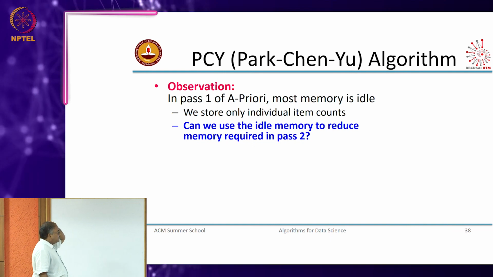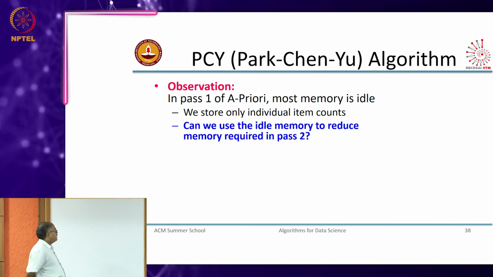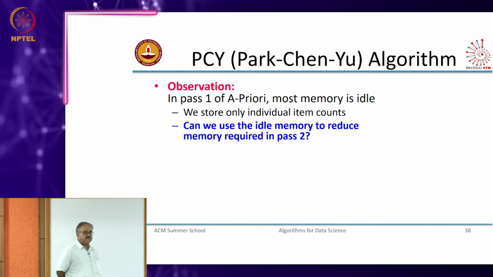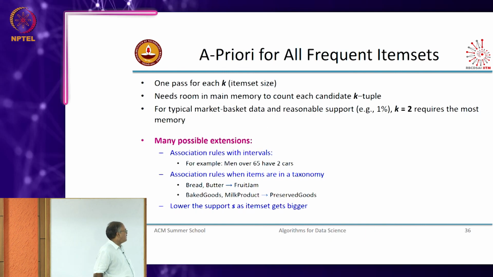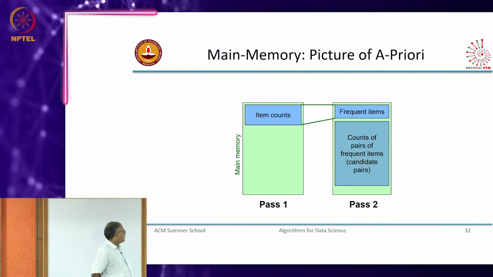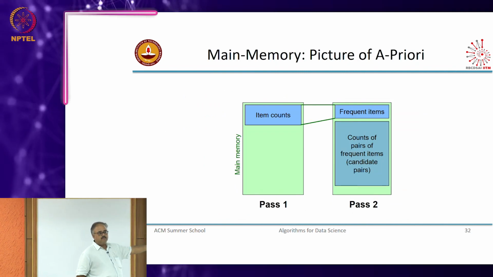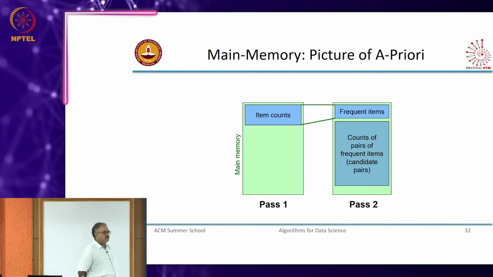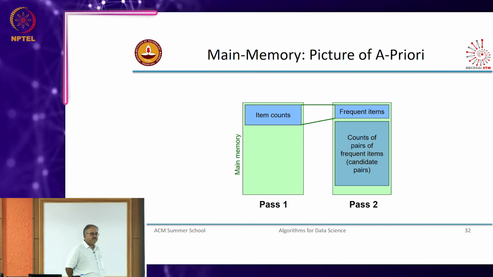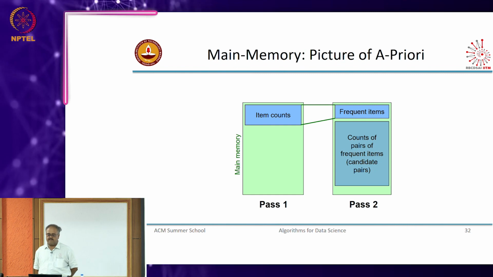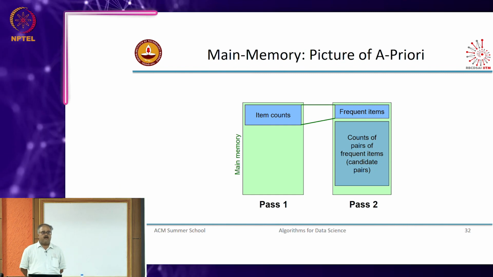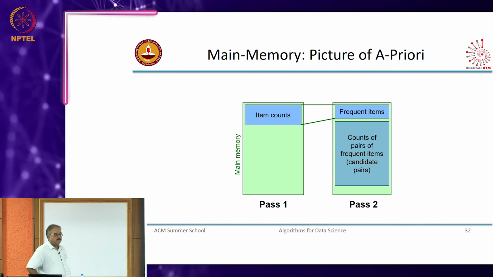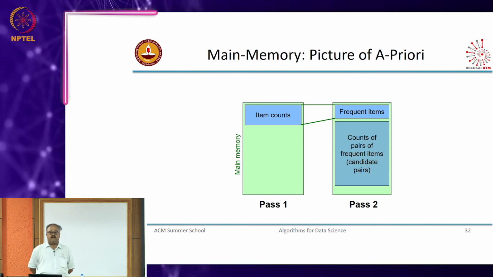So the key observation that we start off with is that in pass 1 of a priori, if you remember the memory pictures that we were showing you, in pass 1, most of the memory is free. So now we want to see if there is a way that we can somehow use this available main memory to reduce the number of pairs that we count, right?